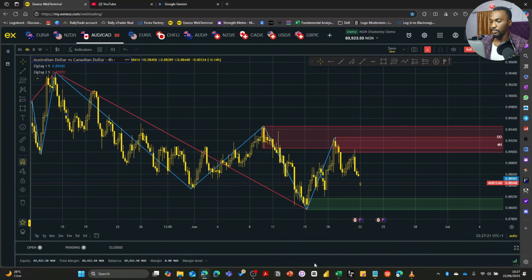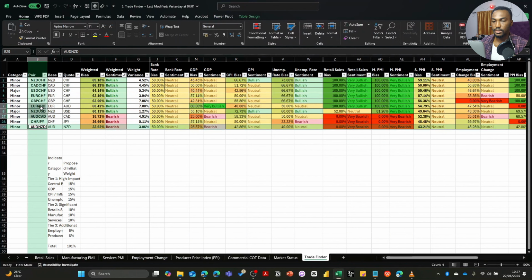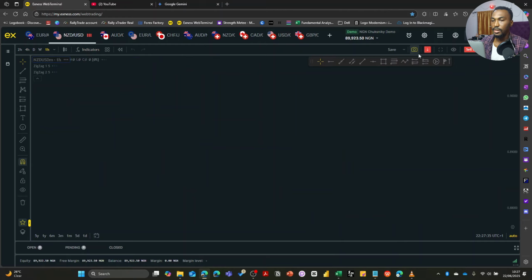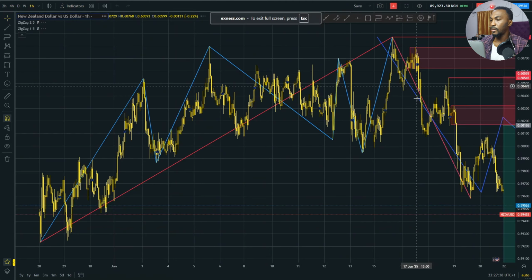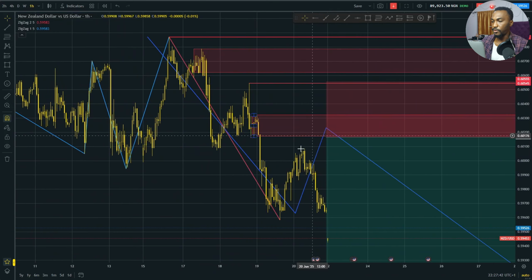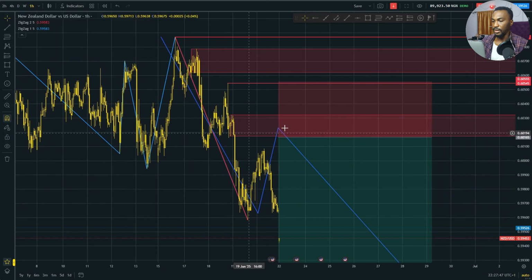So next thing on my chart is NZD USD and the EUR AUD. Alright, NZD USD. Okay, so for this one, I'm waiting for price to retrace down here. I don't know if it has done that during the weekend, but this is my wait zone.